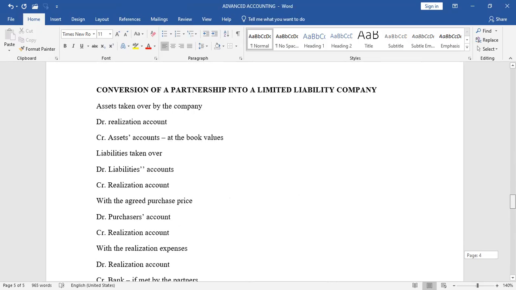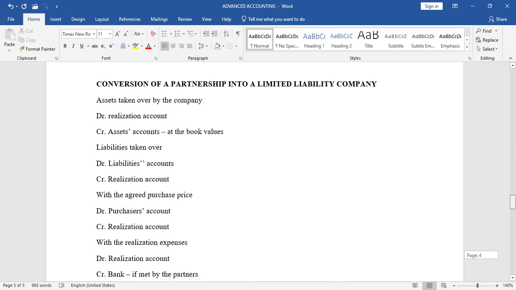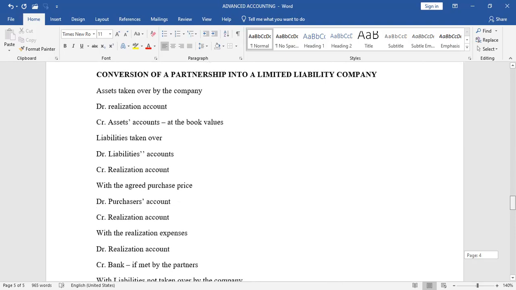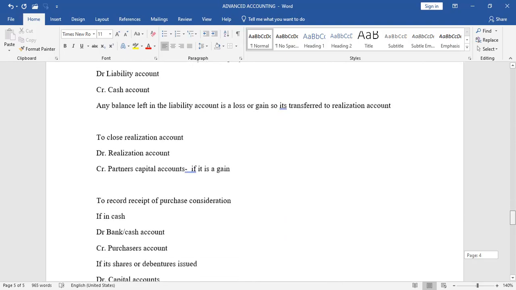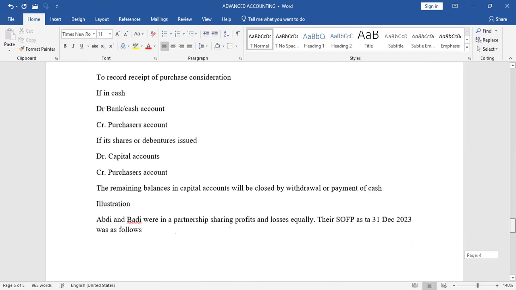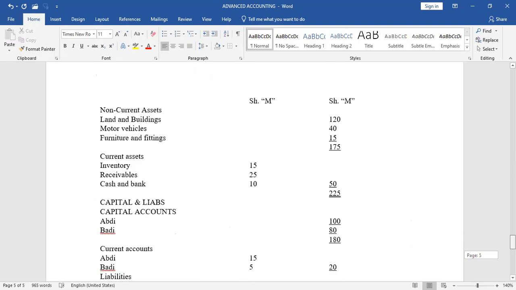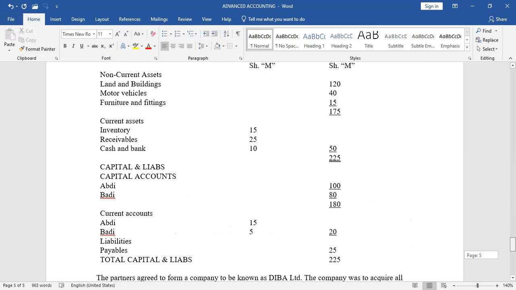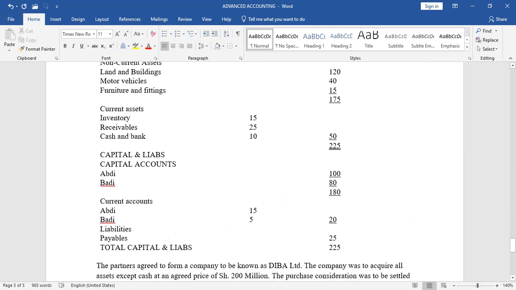Assets taken over by the company, we are going to debit realization account and credit the assets account. Liabilities taken over, this is what we do. Okay. So we are in the assets here. I want us to get ready and prepare this account. I believe that you can give me 30 more minutes so that we close this topic.